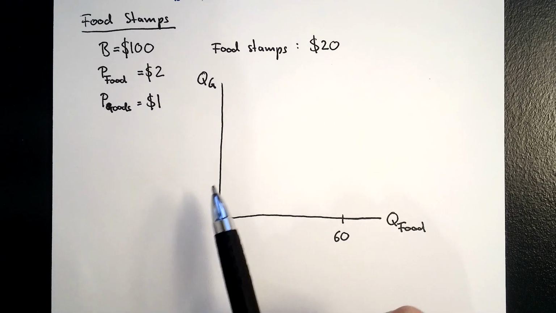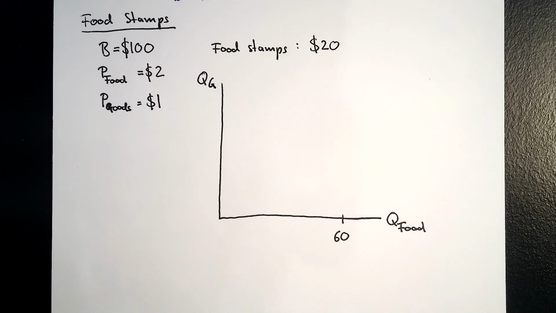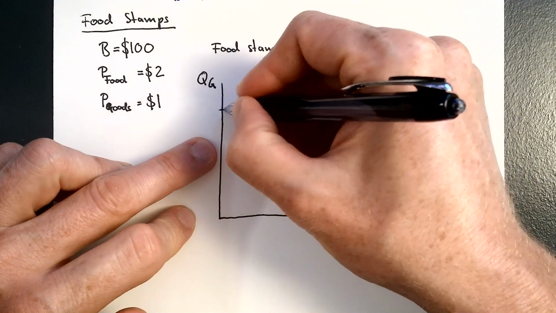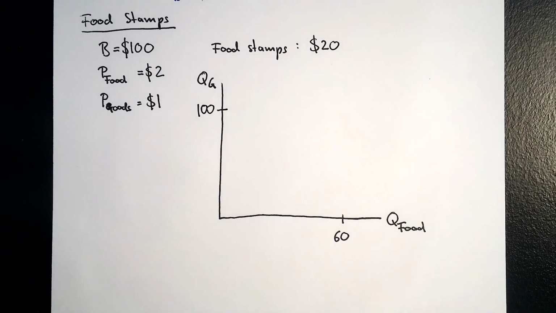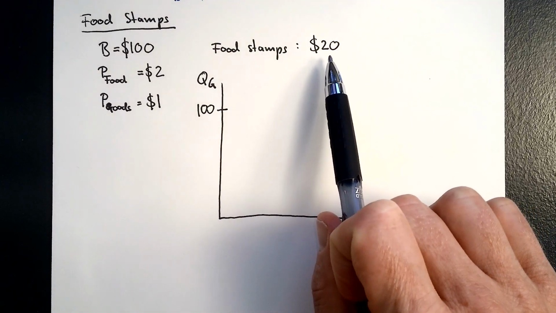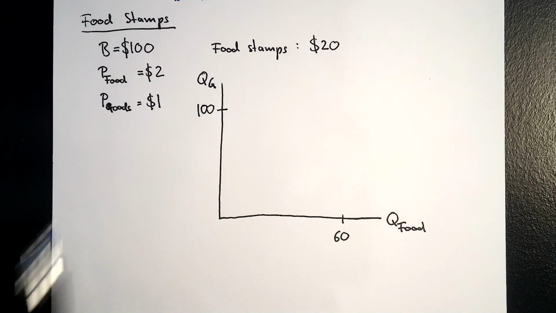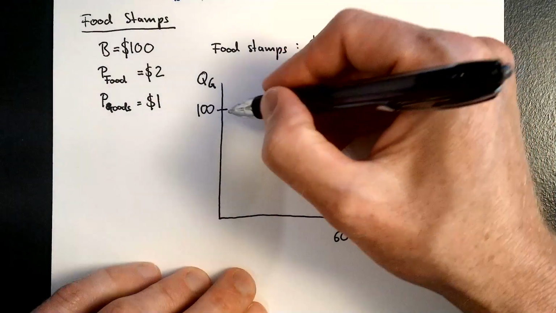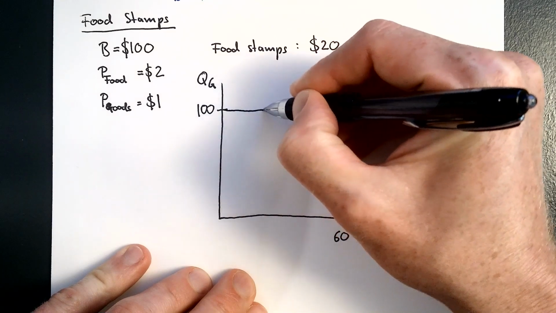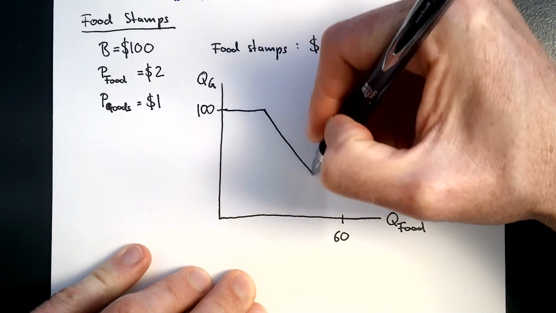Now, if you were to spend all your money on other goods, then you could not purchase $120 worth of other goods, but only $100. You can only purchase 100 units of other goods, because the $20 from the food stamps cannot be spent on other goods. So you only have $100, not $120. So in this case, you actually have a kinked budget constraint that looks like this.